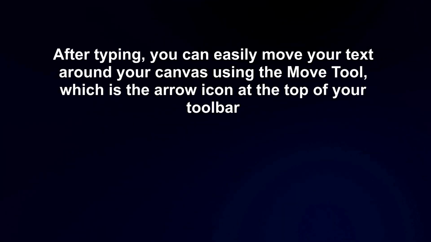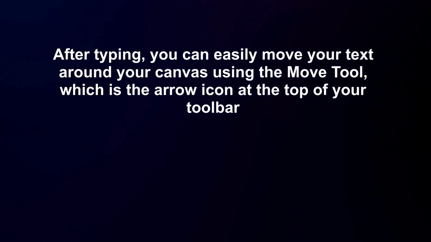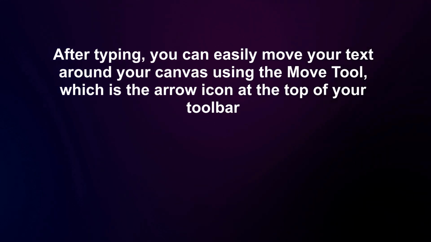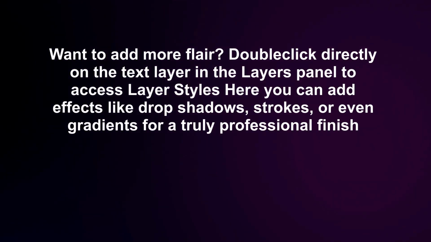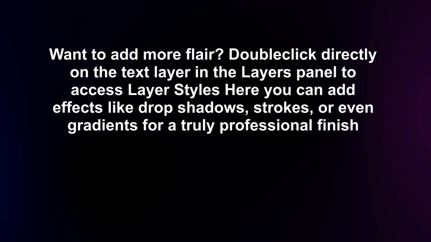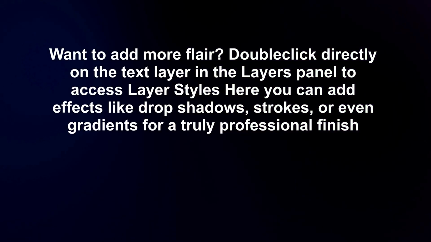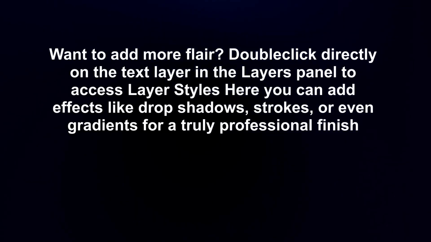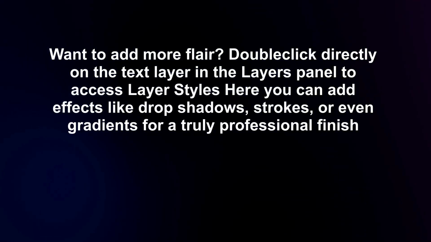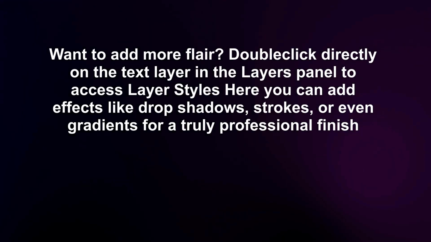After typing, you can easily move your text around your canvas using the Move tool, which is the arrow icon at the top of your toolbar. Want to add more flair? Double-click directly on the text layer in the Layers panel to access layer styles. Here you can add effects like drop shadows, strokes, or even gradients for a truly professional finish.